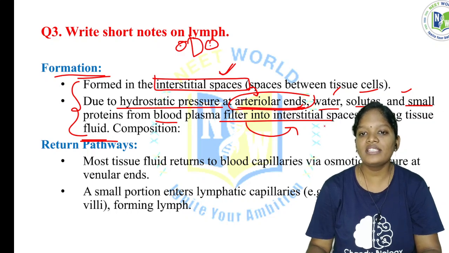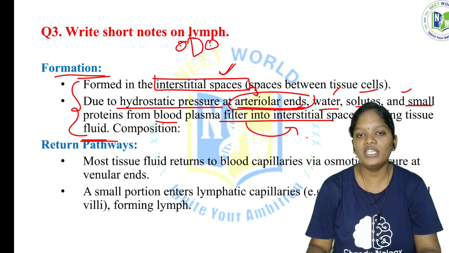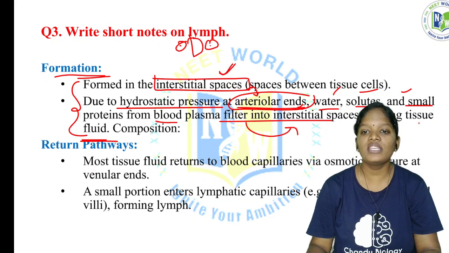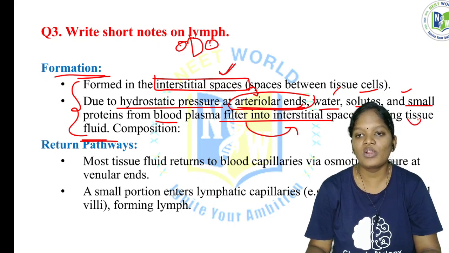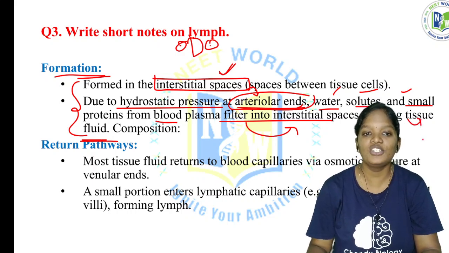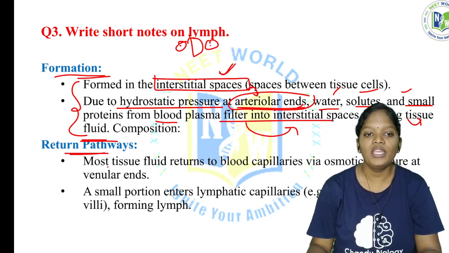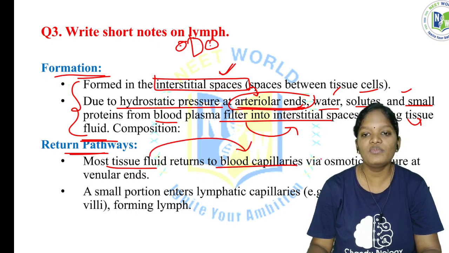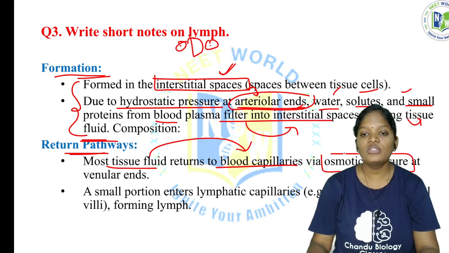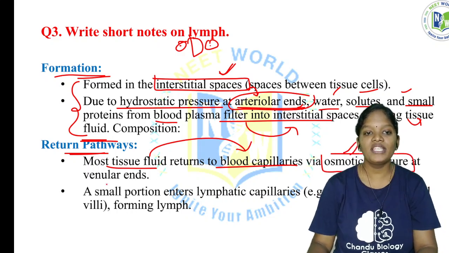So because of this pressure, the water and solutes that have entered into the interstitial spaces, we call that particular fluid the tissue fluid. What will be the return pathway? Most tissue fluid returns to the blood capillaries. How is it returned? Again it will be pressure, here the osmotic pressure at the venular ends.